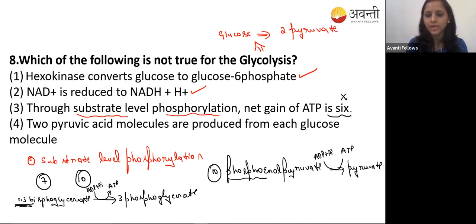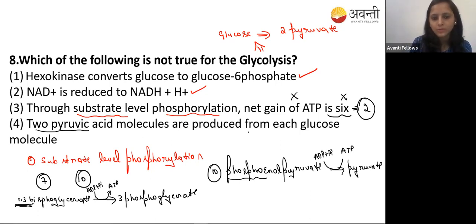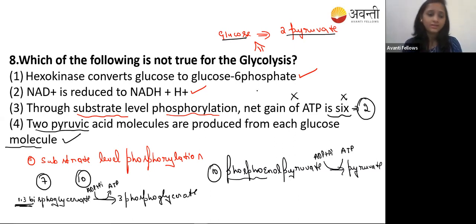It is not 6, okay? It is 2 ATP, right? So that is the reason option 3 is wrong. Then coming to option 4, 2 pyruvic acid molecules are produced from each glucose molecule. Yes, from each glucose molecule, I have told you that 2 pyruvate molecules are going to be produced, right? So that is the correct statement.